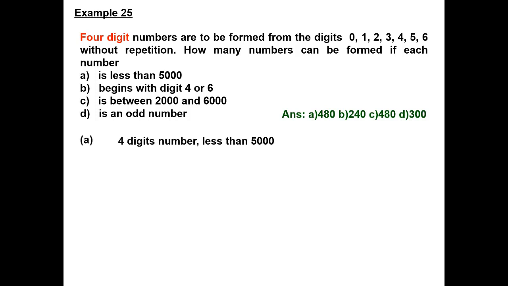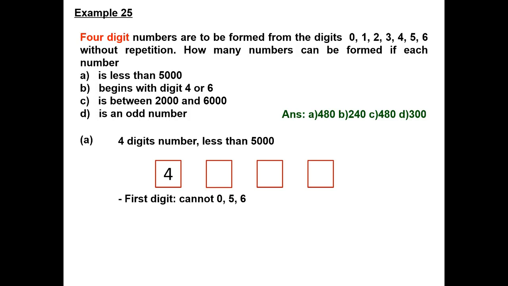Solution for A. We have to build the 4-digit number that is less than 5,000 and we cannot repeat the numbers given. For the first digit, we cannot choose 0, 5 or 6. So we have 4 choices of numbers for the first digit. For the second digit, there is no restriction in choosing the numbers.